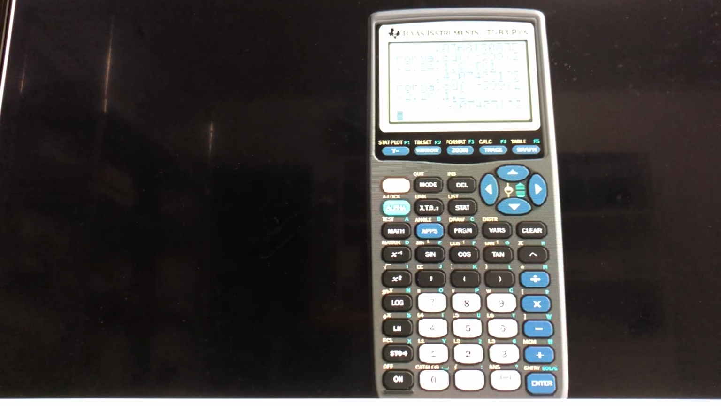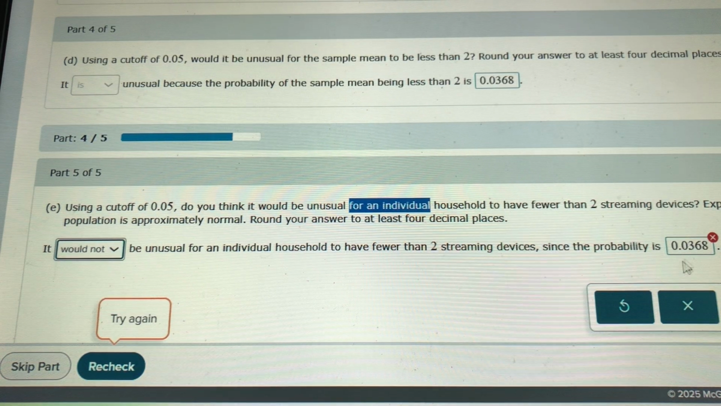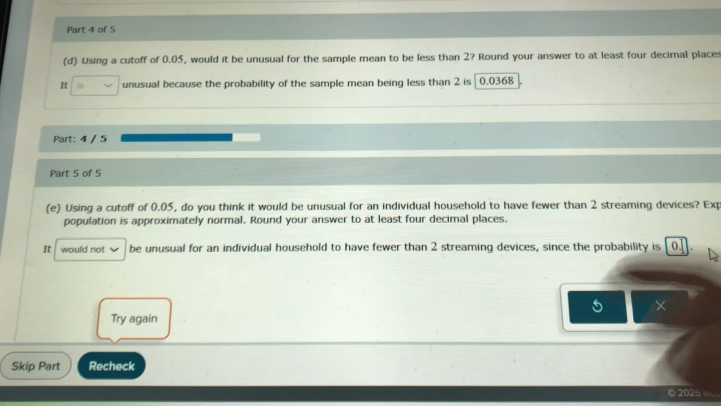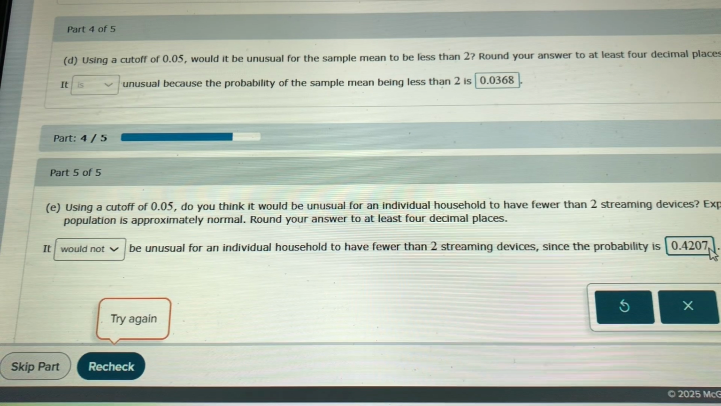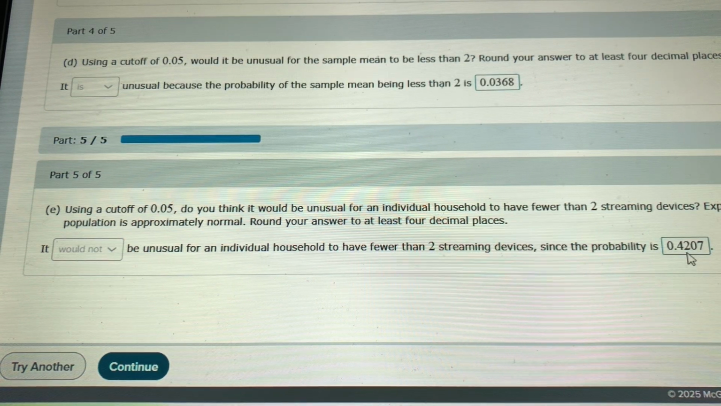So see, the probability is a lot higher when it's a sample of 1. It's 0.4207. 0.4207 is not unusual, actually, because 0.4207 is not less than 0.05. This can commonly happen. If there's a 42% chance of rain and it actually rains, there's nothing surprising about that. It's not that you're expecting it to rain, but if it still rains, then you're like, okay, it was about a 50-50 chance of rain.